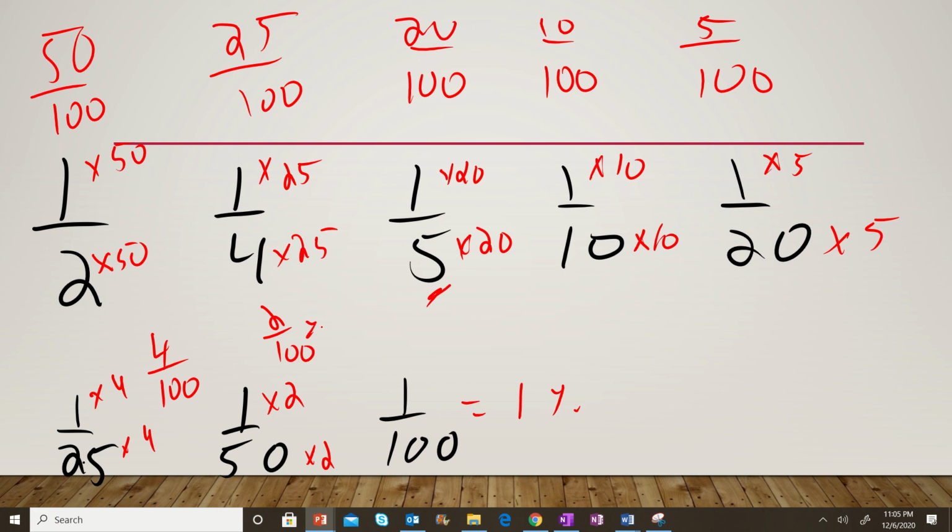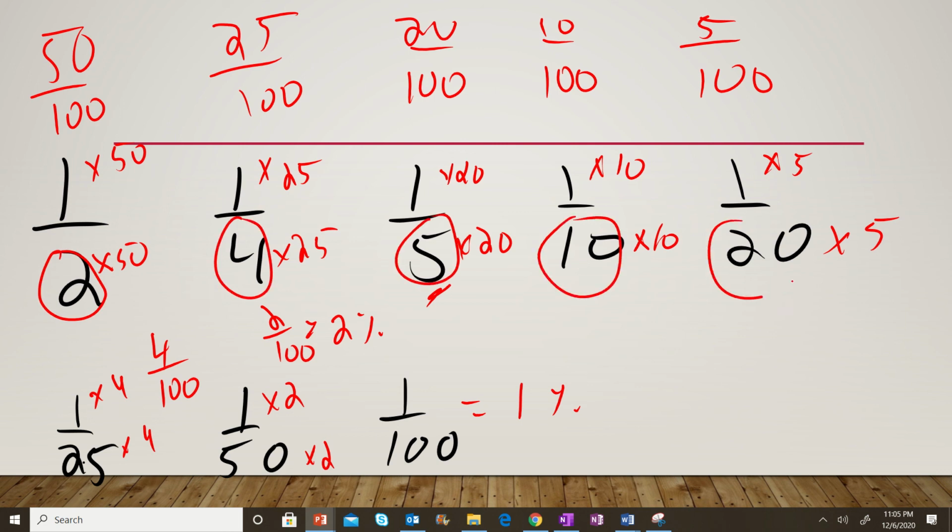So, as you can see, by getting fractions over these numbers, these denominators, we are able to find out equivalent fractions over 100 and then percent.